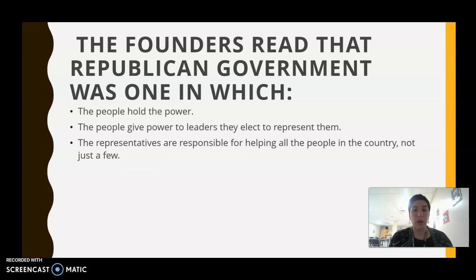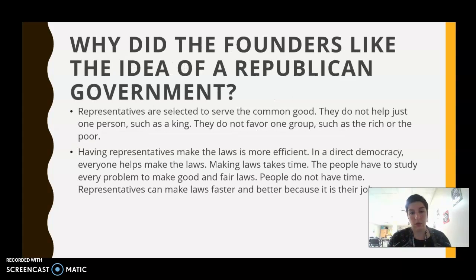The founders read that the Republican government was one in which the people hold the power, the people give powers to leaders through elections, they actually elect them, and the representatives are responsible for helping all the people in the country, not just a few. So if somebody is a representative, they're not supposed to just represent the people that voted for them. They're representing all of the people in their state or in their town.